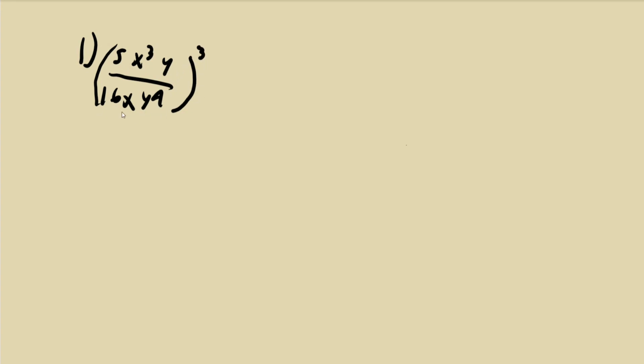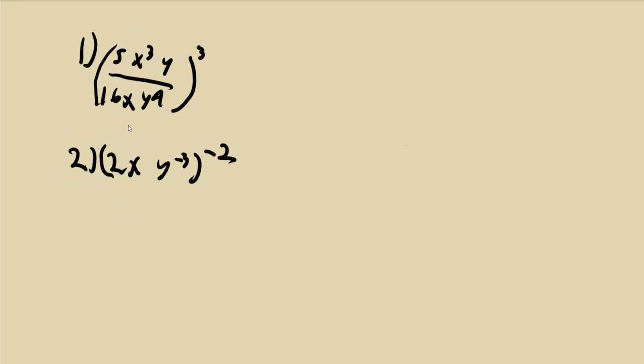And then let me just do another one. 2x to the power of 3, in parentheses, times y to the power of negative 3, all to the power of negative 2. Pause the video and try to do these 2 examples. Come back and then see if you have them correct.